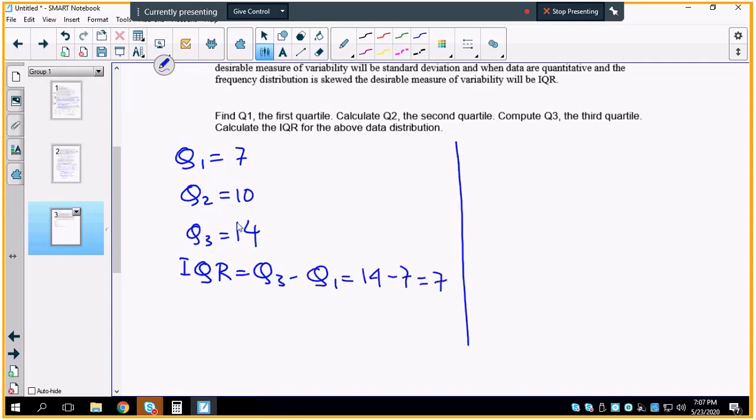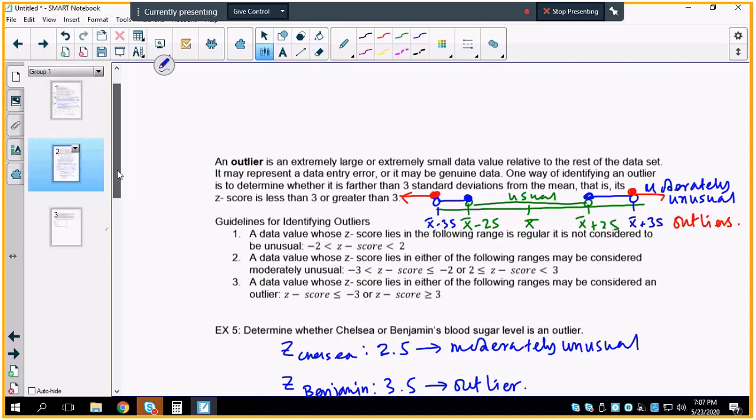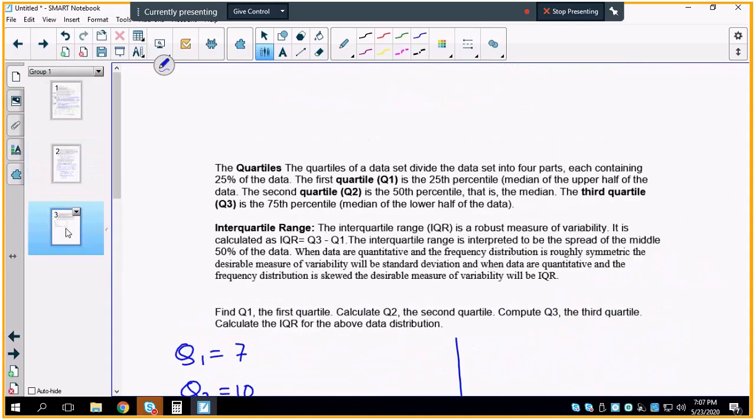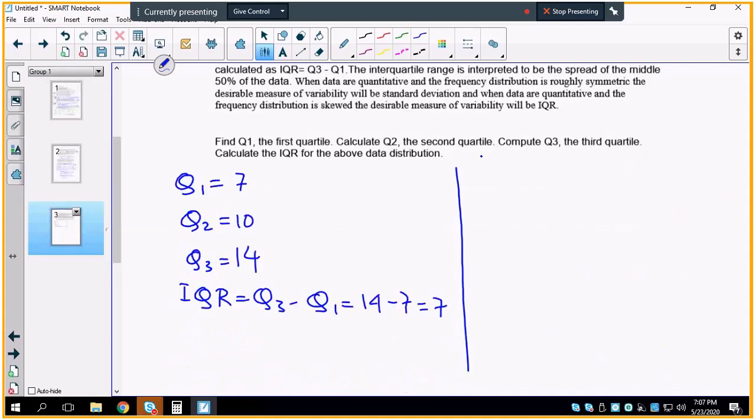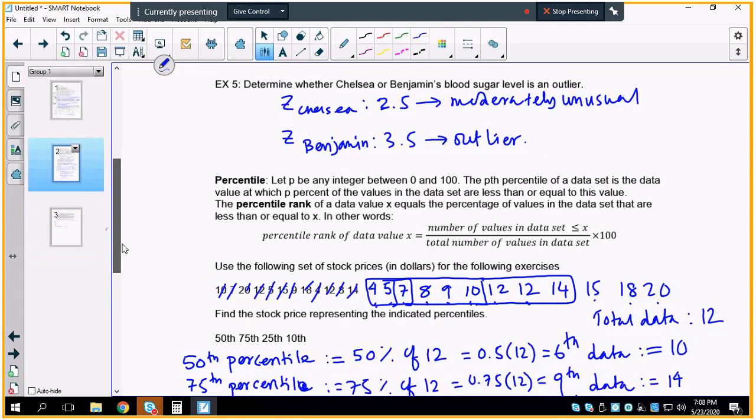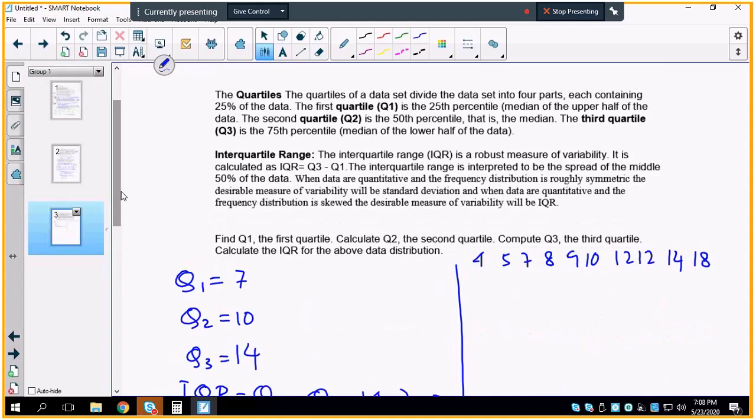So this is the way that we have learned today. But also remember, if you think of the quartiles as the median, then you will have slightly different values, and I want to show you that work too. So I will rewrite this distribution one more time. The stock prices: 4, 5, 7, 8, 9, 10, 12, 12, 14, 15, 18, and 20. The reason I'm writing it is that now I'm willing to find the appropriate medians in order to associate them with the quartiles.